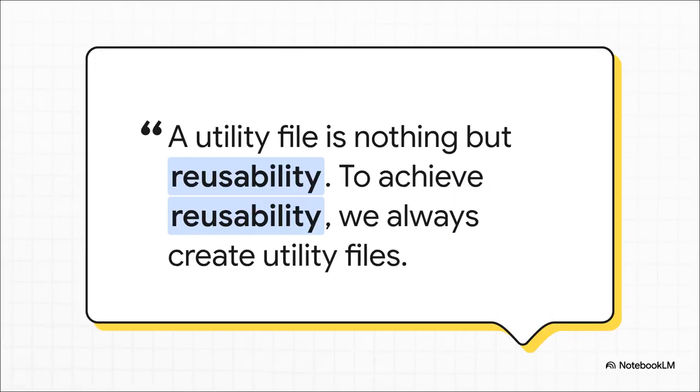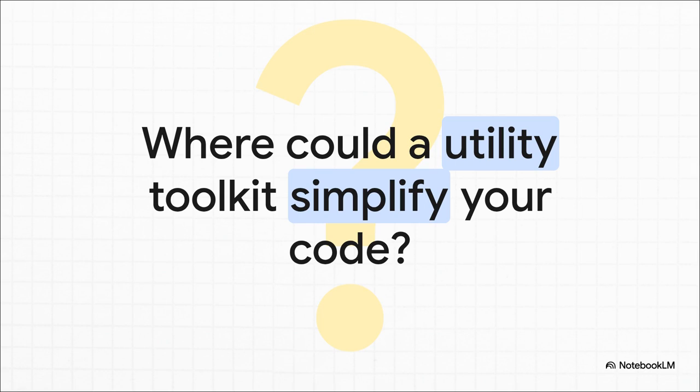The source material we're looking at today nails it with this quote. A utility file is nothing but reusability. To achieve reusability, we always create utility files. And that's really the heart of it. This concept is reusability in action. It's what separates a fragile amateur setup from a professional, scalable automation framework. So, here's the final thought I want to leave you with. This whole utility toolkit idea, it is not just for Excel. Not at all. The real takeaway here is to start looking at your own work and ask yourself this question. Where else am I repeating myself? What common tasks, what little chunks of code could I pull out and put into their own specialized toolkit? Because that's how you build better, smarter, and more maintainable software.